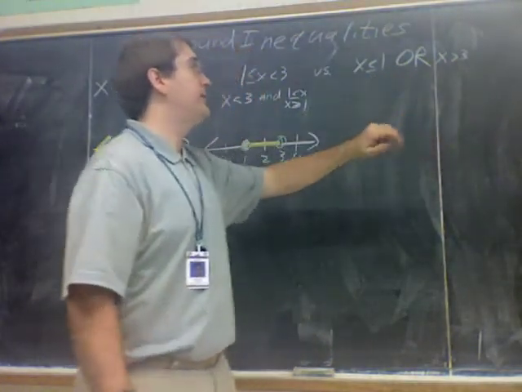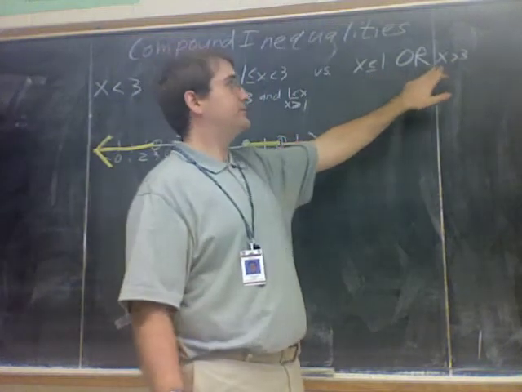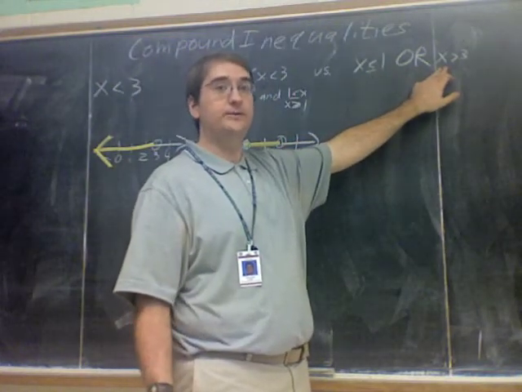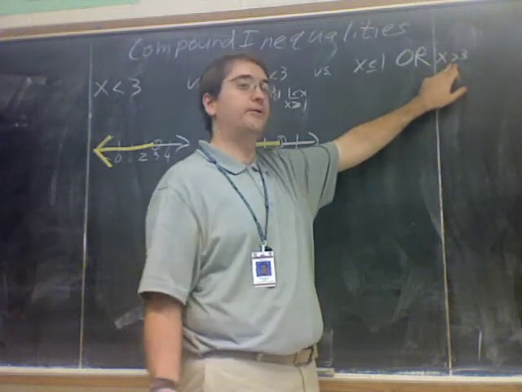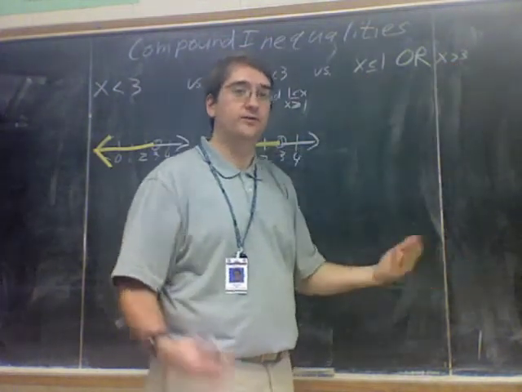The third type we have is that x is less than or equal to 1 or x is greater than 3. That means that either one of these statements could be true individually. Certainly we can't have a number that's both less than 1 and greater than 3 at the same time. That just doesn't work. It's not possible.